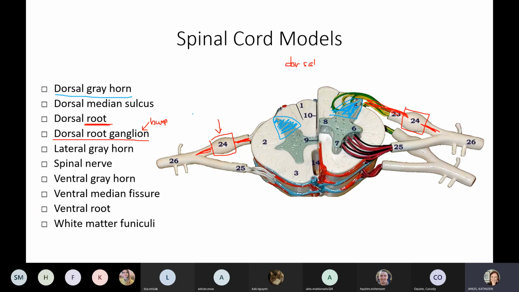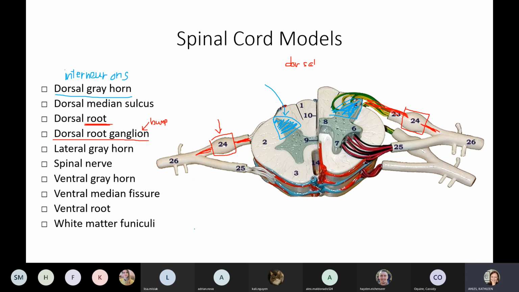When we're talking about the kinds of neurons that live in different parts of the spinal cord, the kind of neuron that lives in the dorsal gray horn are neurons called interneurons. If you remember from our discussions last week, interneurons are my processing neurons. So the neurons that I find back here in my spinal cord, these are the processing neurons.